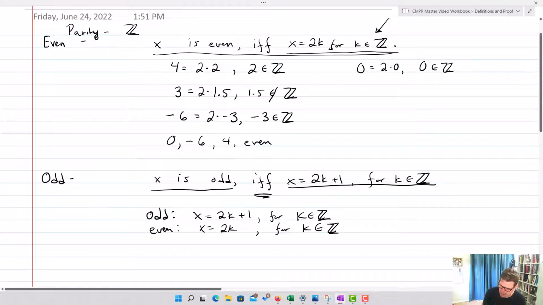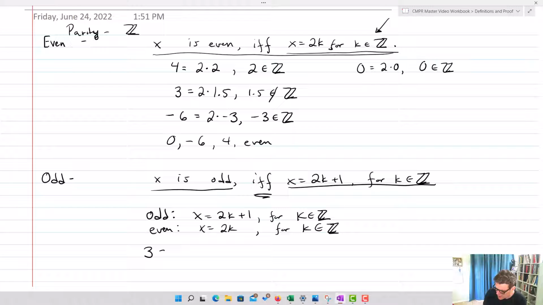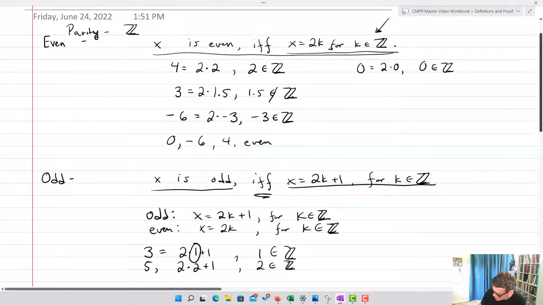So looking at odd numbers, let's take, for example, the number 3. 3 equals 2 times 1 plus 1. 1, which is this number right here, belongs to the integers. Okay, so 3 is odd. We got 5. 5 is 2 times 2 plus 1, and that is 2 belonging to the integers. That's the number we multiplied by 2.